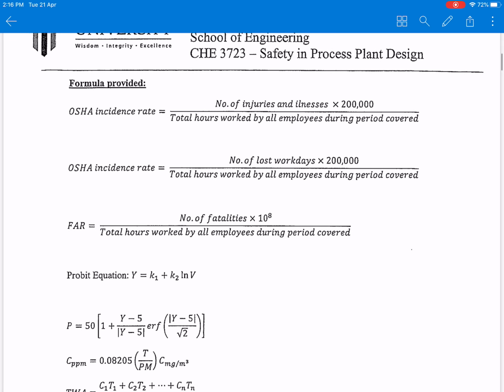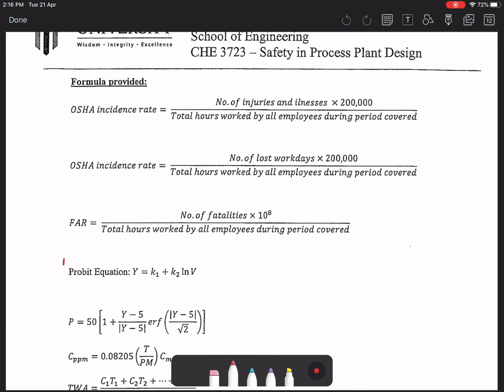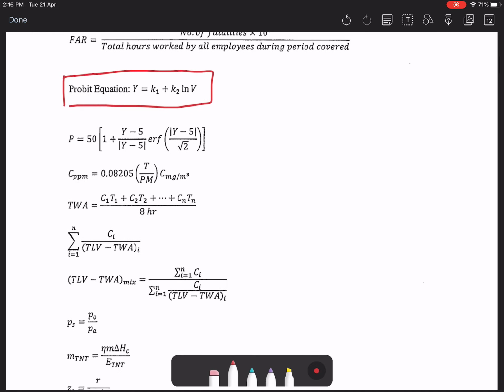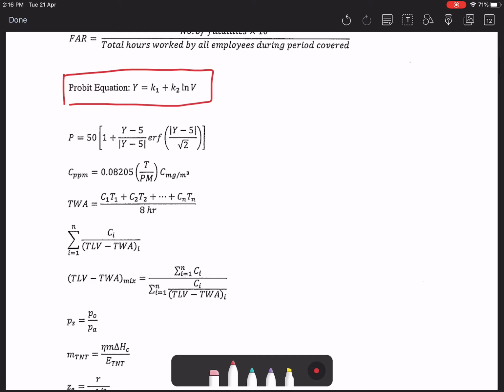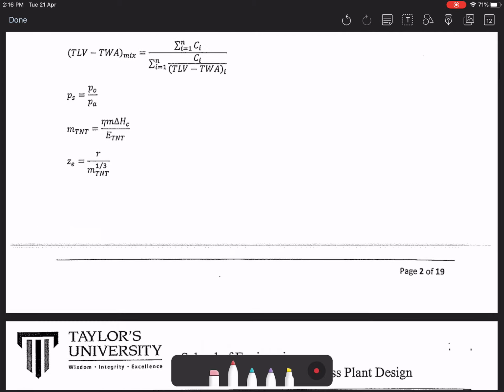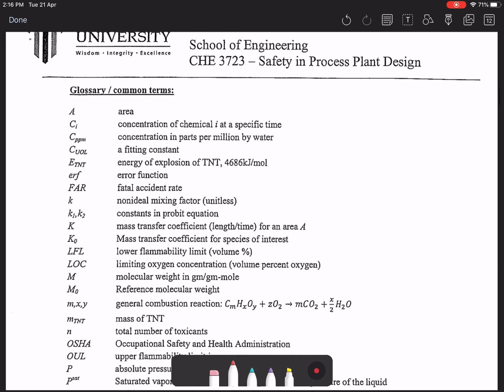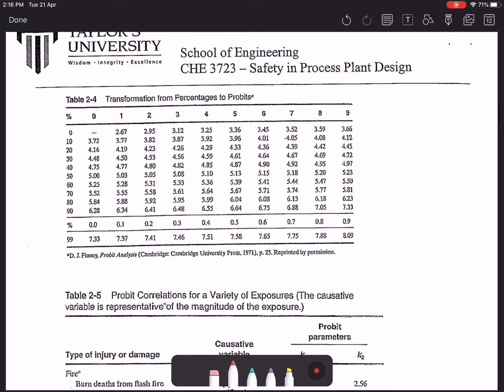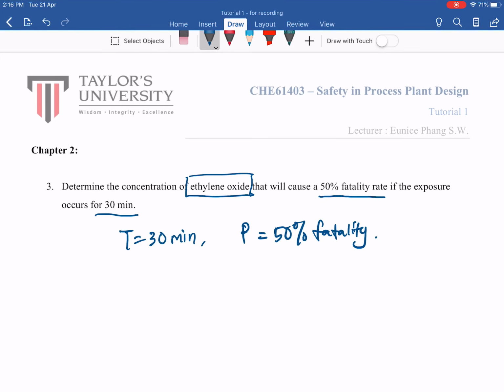You can see from here, we are going to use a probability equation. Given here, Y equals K1 plus K2 ln V. We are also going to use Table 2.4 and 2.5 to look for the data that we need. So let's go all the way down to Table 2.4. Okay, so let's go back to the question first. Just now we looked at the formula: Y equals K1 plus K2 ln V.